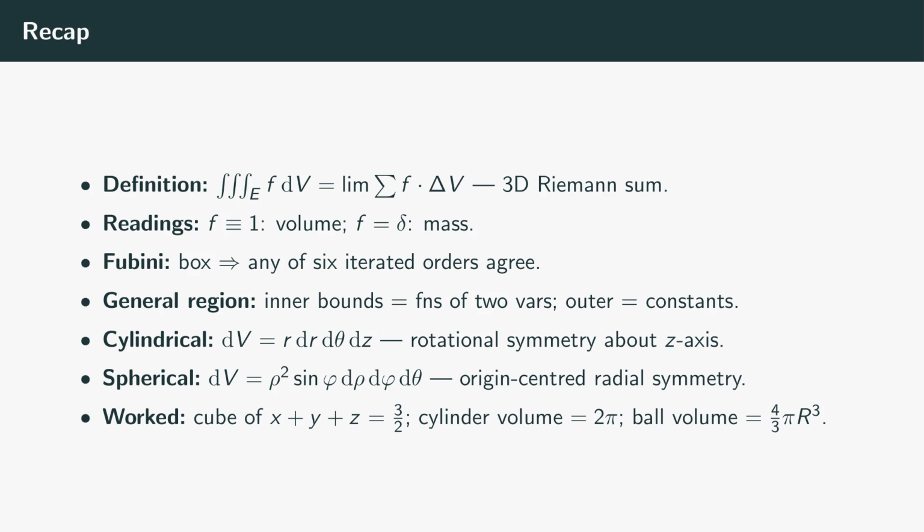The two coordinate systems we added: cylindrical r, theta, z with dv equals r dr d theta dz, ideal for rotational symmetry about the z-axis, and spherical rho, theta, phi with dv equals rho squared sine phi d rho d phi d theta, ideal for origin-centered radial symmetry. We worked 3 examples. x plus y plus z over the unit cube gives 3 halves, the unit radius, height 2 cylinder has volume 2 pi, and the ball of radius r has volume 4/3 pi r cubed, falling out of spherical coordinates in 3 lines.